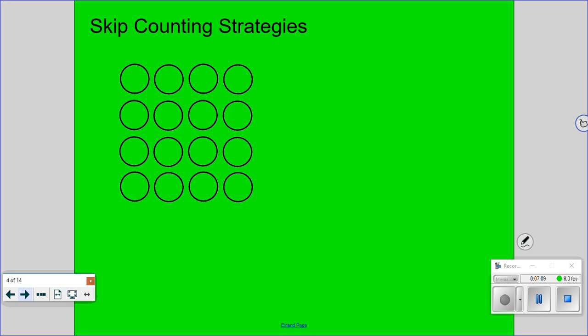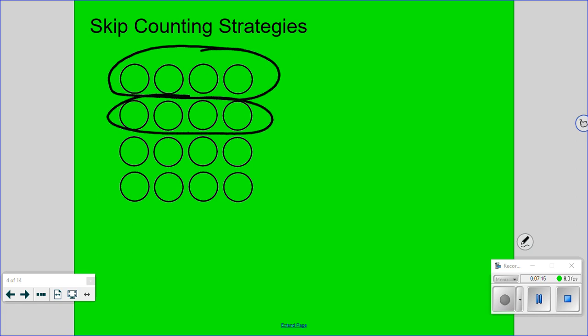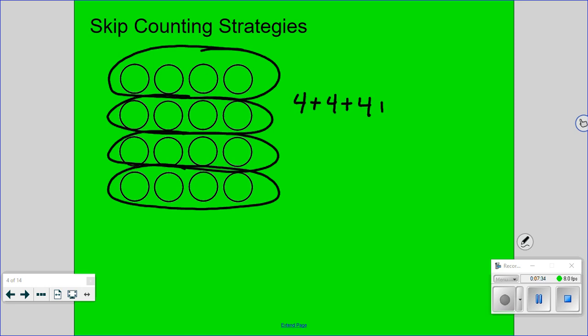Alright, so I'm going to count my groups, because remember, skip counting is all about making those equal groups. I have 1, 2, 3, 4. Go ahead and circle your 4 groups on your array that you've drawn in your notebook. And to make that addition equation, or that math language equation, to represent our picture, I have 4 plus another group of 4 plus another group of 4 plus another group of 4.